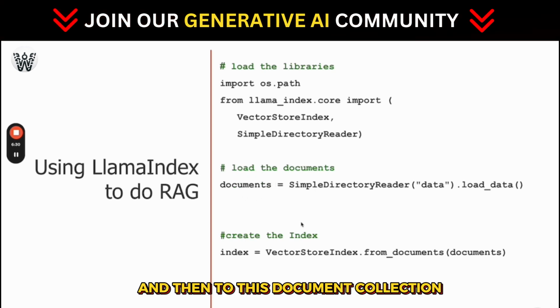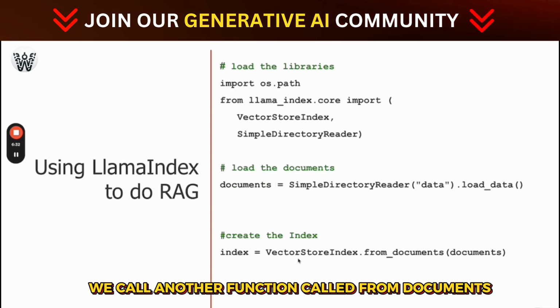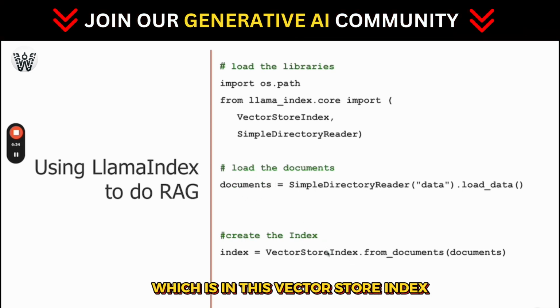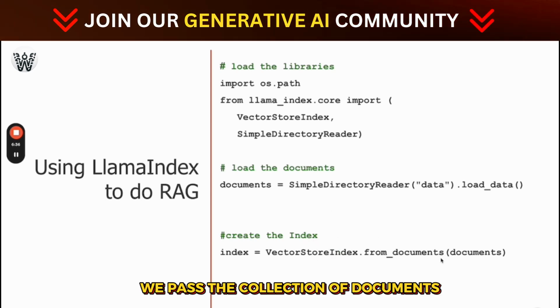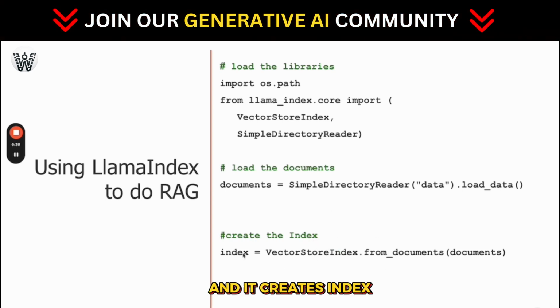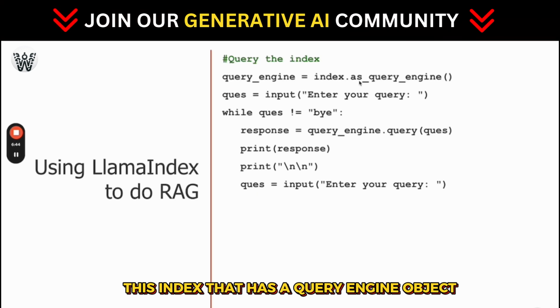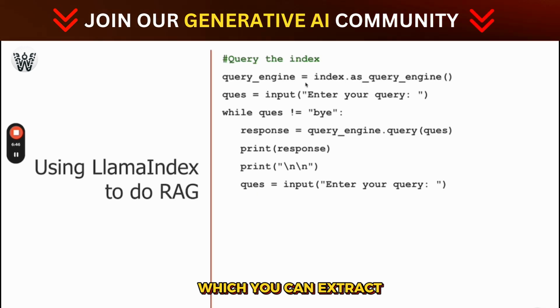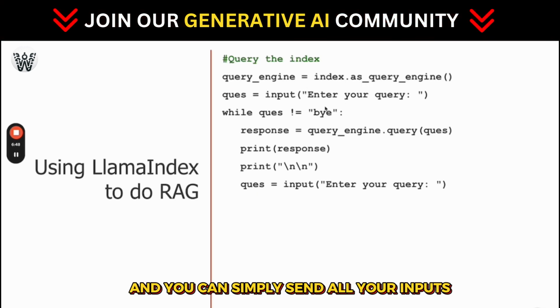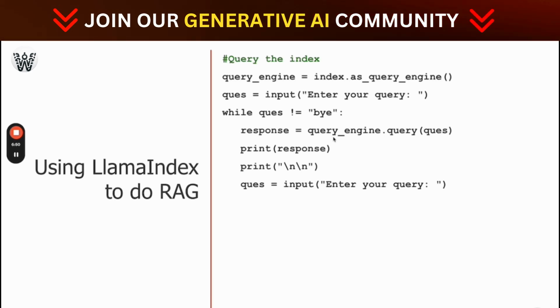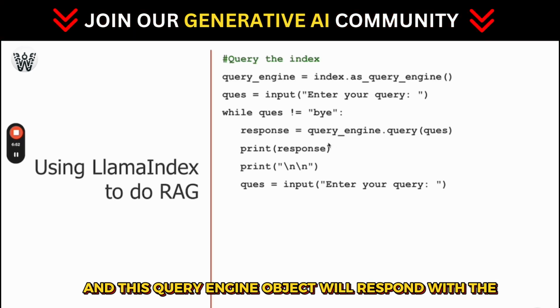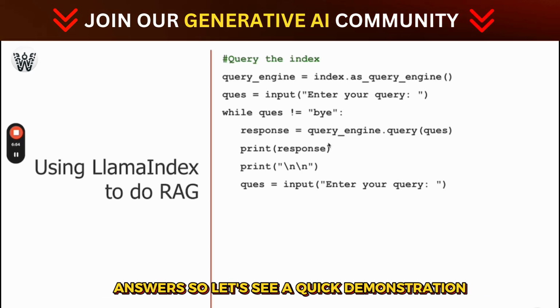And then to this document collection, we call another function called from documents, which is in this vector store index. We pass it the collection of documents, and it creates an index over which you can now do the queries. This index then has a query engine object which you can extract, and you can simply send all your inputs to this query engine object, and this query engine object will respond with the answers. So let's see a quick demonstration.